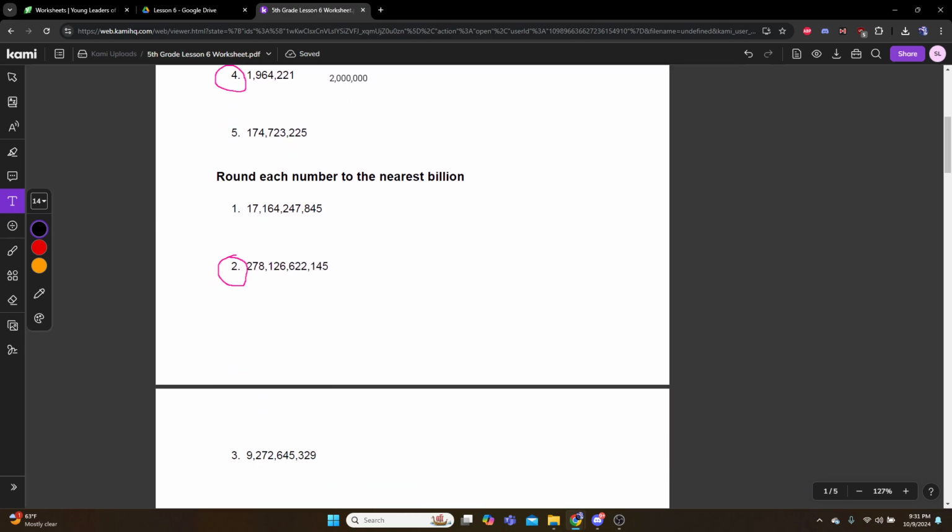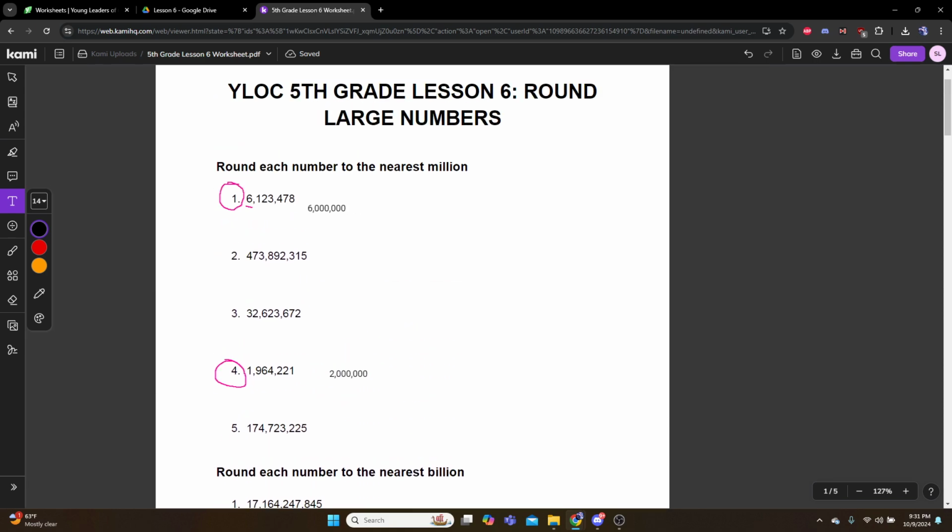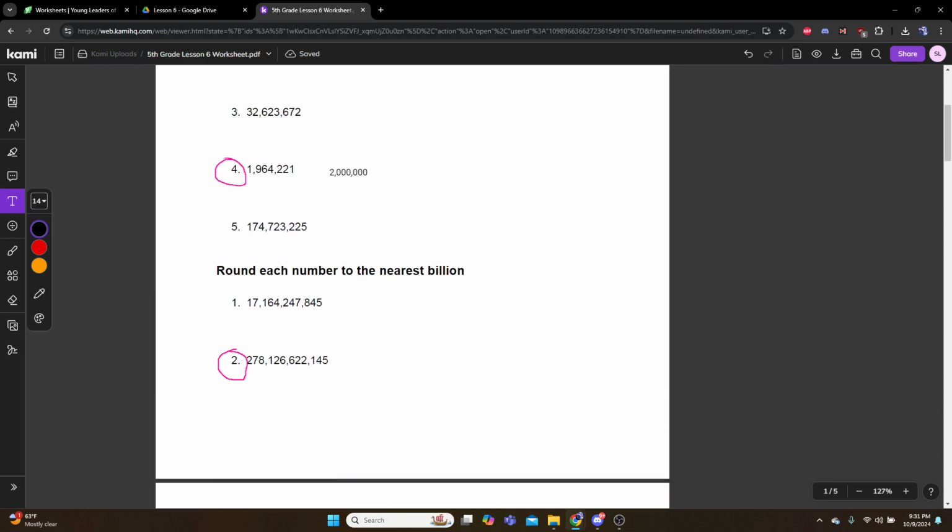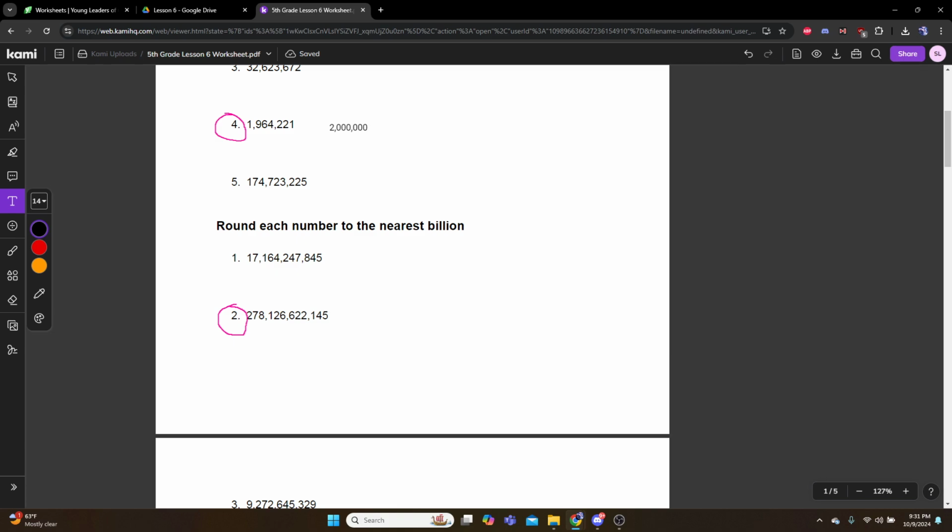Round each number to the nearest billion. Now, this question is essentially the same as above, but rather than rounding to the millions, we're now rounding to the billions. So now let's count our places again. So this is the ones, tens, 100s, 1000s, 10,000s, 100,000s, millions, 10 millions, 100 millions, and billions. So we know that in this case, the 8 is what we're rounding to. So we look at the 8 and then what's on the right. And since it's less than 4, we would round this to just 278 billion.